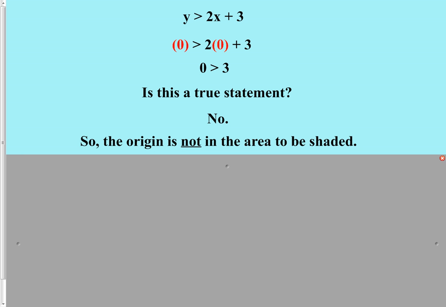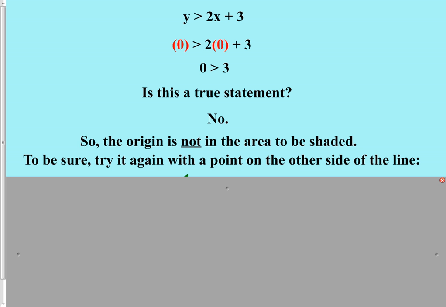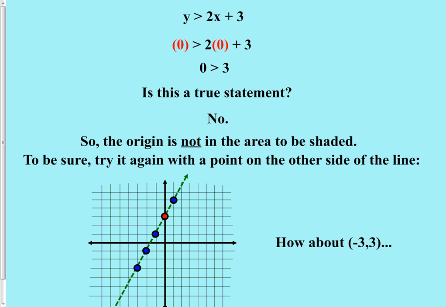So what is happening there is the origin just sent us a message. It is saying, hey, I am not in the area that you're supposed to shade. Stop looking at me. Go look on the other side of the line. That's where you should be shading. And unless you are very confident in your math skills, I would go ahead and pick an additional point from your graph and plug it in.